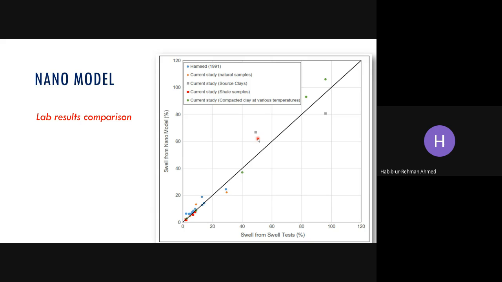And once we do it, you can see here, we did a lot of comparisons with the actual swelling test in the lab. First of all, from the lab, these are swell from the swell test in the lab, on this axis we have the results, and this is swell from the nano model. And you can see here how accurate it was in predicting the swelling behavior, or the volume change behavior, of the tested samples. So this was one aspect.